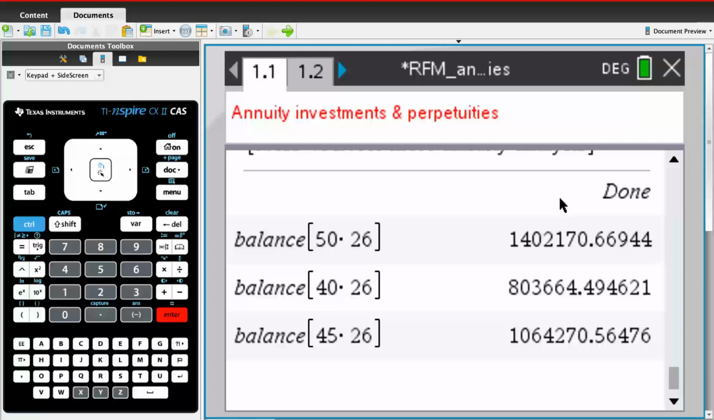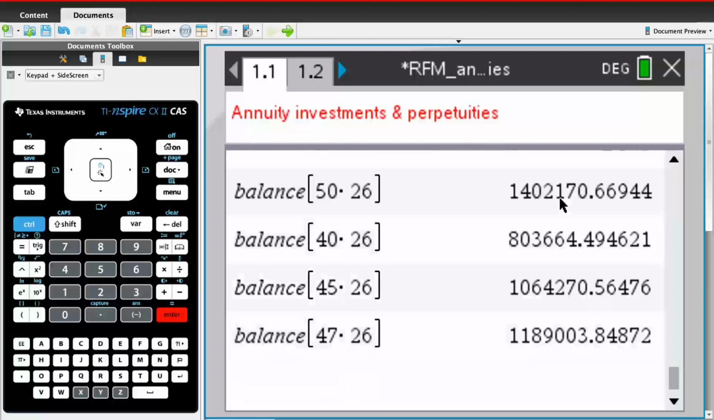Okay, now the second part of that question is to say what's happening in the last three years. We could do more years, but let's just focus on 3 years. So when he's 67, that's 47 years of the investment. So we'll just do the same thing, but do it for 47 years. And we can see that it's about 1.19 million in his account. And the question's really asking, how much does the investment balance jump in those last 3 years?